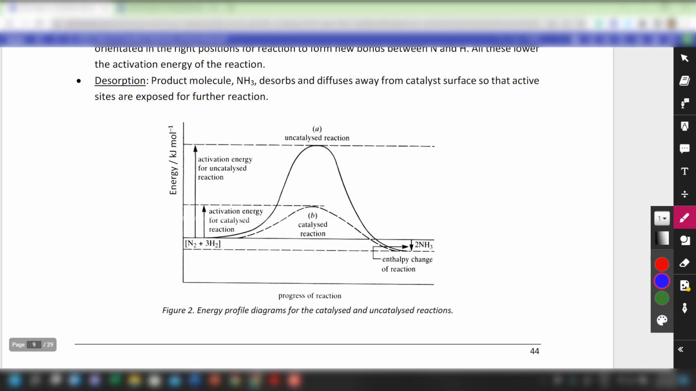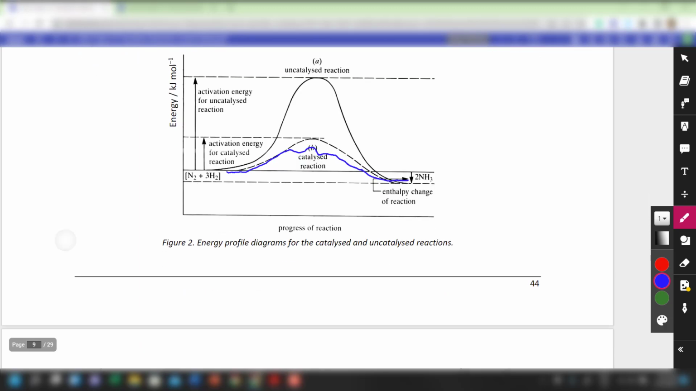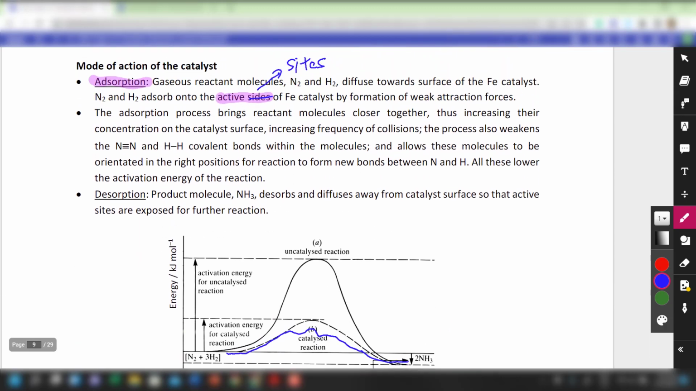Yeah, and usually the catalyzed pathway will have several humps. Okay, so in our example here, we just draw one hump, but usually it's several humps, which represent the lowered activation pathway, or the pathway with a lower activation energy. Okay, do take note of the final term here.